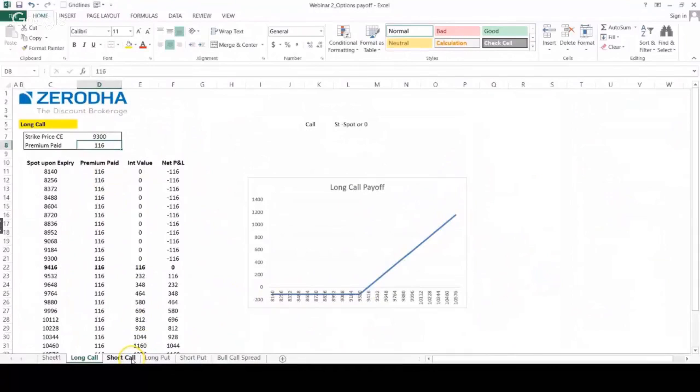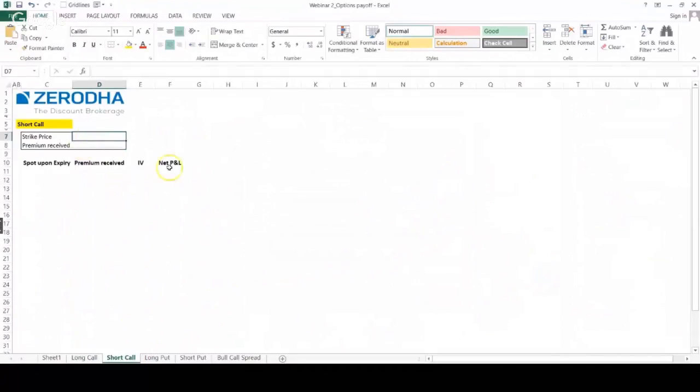Now, what about a person who sold this position? So what kind of P&L will he experience? Technically speaking, the person who shorted this option should enjoy a P&L which is the mirror image of this, right? So let's work with the same option and see the P&L for a person who has shorted the call option, right?